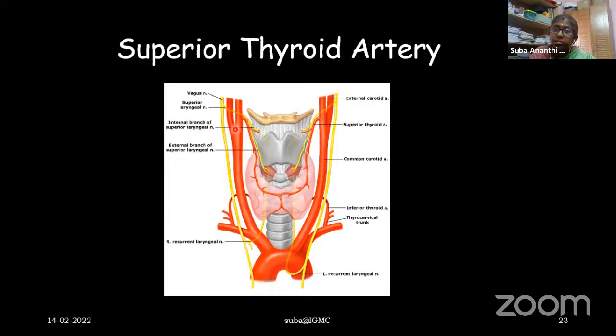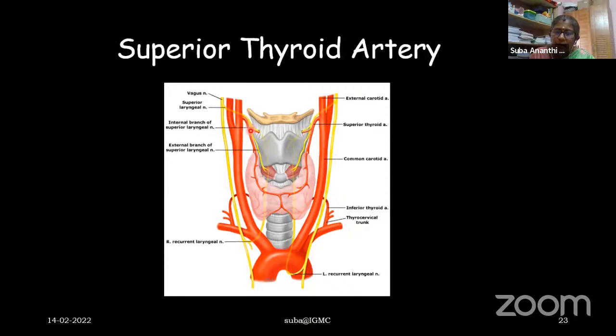So the first anterior branch, and it is not the first branch of the external carotid artery. The first branch will be the ascending pharyngeal. Among the anterior branches of the external carotid artery, the superior thyroid artery is the first branch. So the external carotid artery gives the superior thyroid artery.